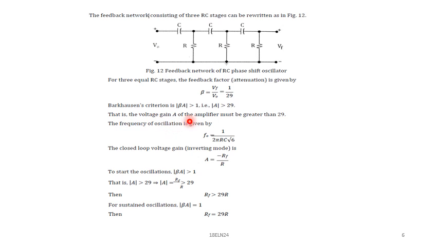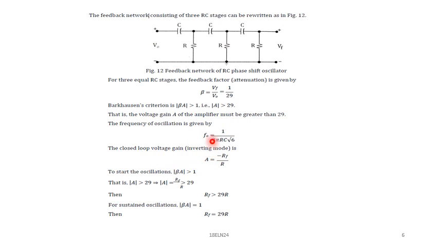That is, the voltage gain A of the amplifier must be greater than 29. So this is one condition. Next, the frequency of oscillation is given by, suppose I need to generate a frequency of 10 kilohertz. So to obtain the frequency of oscillation, this R and C will be properly selected. Therefore the frequency of oscillation is given by 1 by 2 pi RC into square root of 6. So this is the equation for frequency of oscillation.